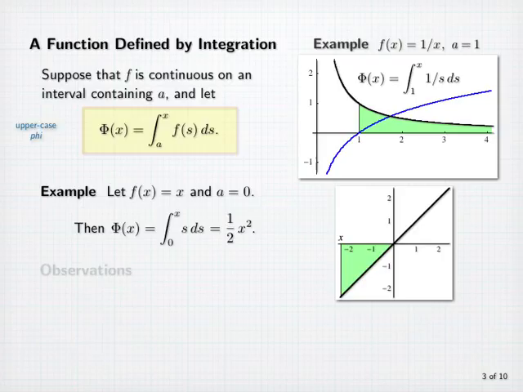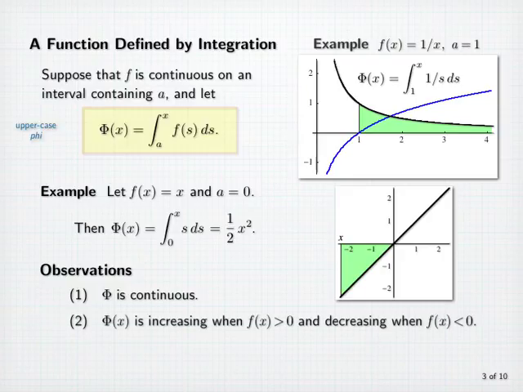Now let's make a few observations here about phi. First, the function phi is continuous. Basically, this is about the fact that a small change in the value of x will cause a small change in the value of the integral that defines phi. Second, phi of x is increasing when f of x is positive and decreasing when f of x is negative. When f of x is positive, phi of x is increasing because as x moves from left to right, we're accumulating positive area. When f of x is negative, phi of x is decreasing because as we move from left to right, we're accumulating more negative signed area.